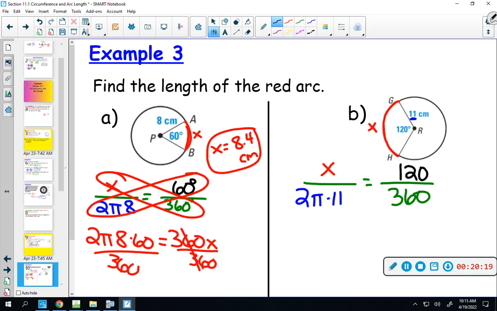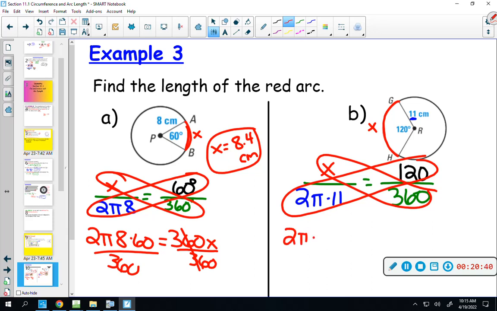Now from here, I'll be honest, I generally don't write anything else. I just go to my calculator, because I'm like, all right, I'm not doing this by hand. I punch this guy in my calculator. 2 times pi times 11 times 120. And then you know to get x alone, divide by 360. I'm going to write it out for you guys. I'm feeling generous today.